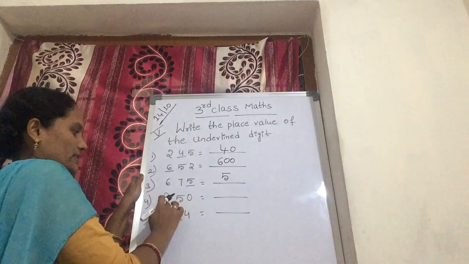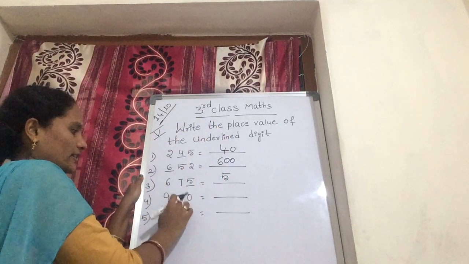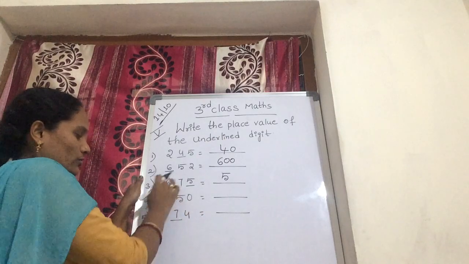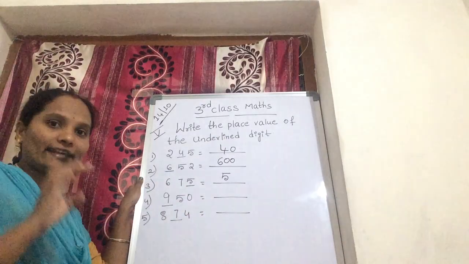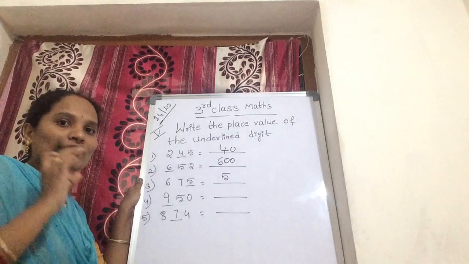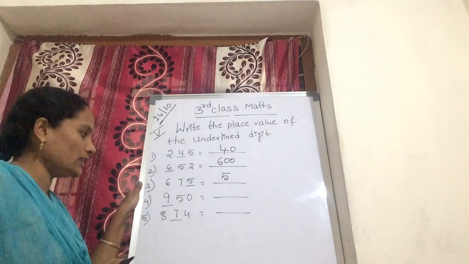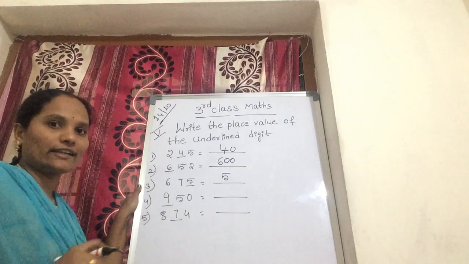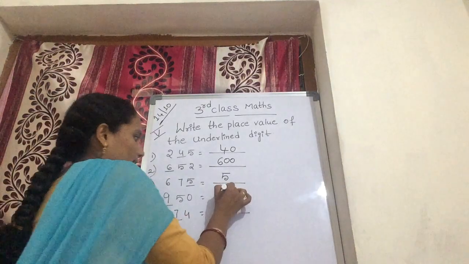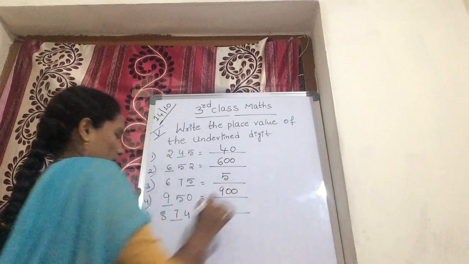Okay, Amma? Next, 950. You are reading 9. Is that 900? Yes, because it is in the hundreds place value. So you are reading 900. The place value is 900. Next one, Amma.